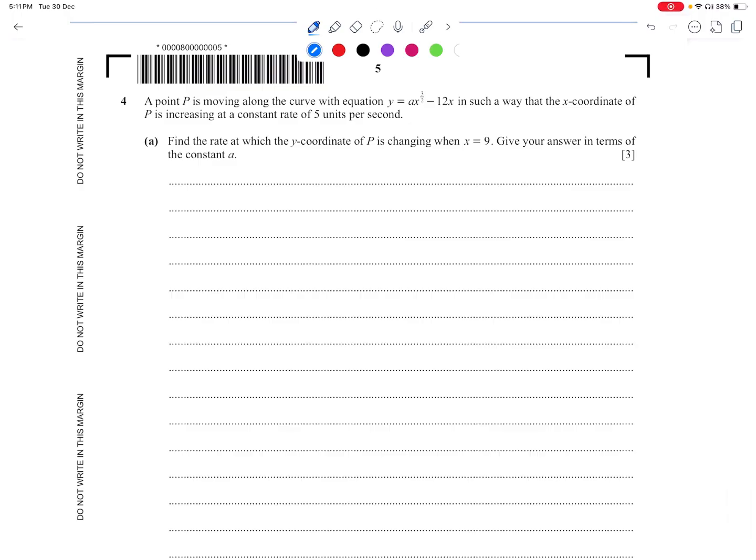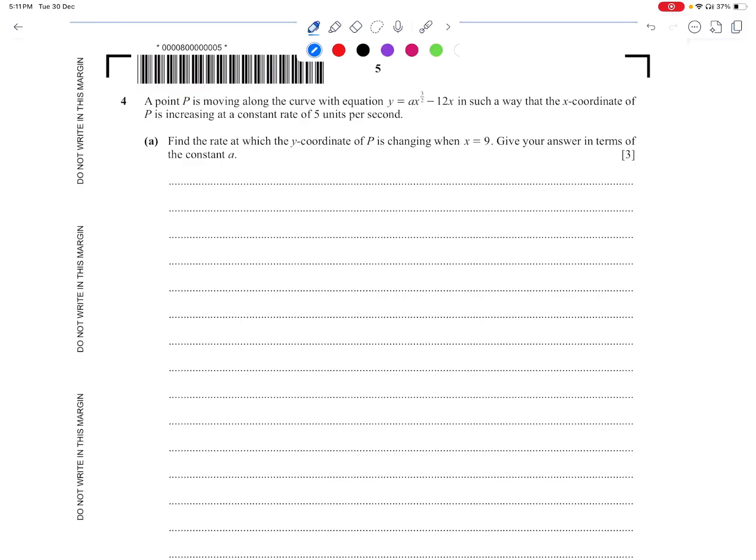Alright guys, moving on to question number 4. It says a point P is moving along the curve with the equation this in such a way that the x coordinate of P is increasing at a constant rate of 5. In these type of questions, it's very important that you jot down the data as is being provided to you in the question. That will help you out a lot.